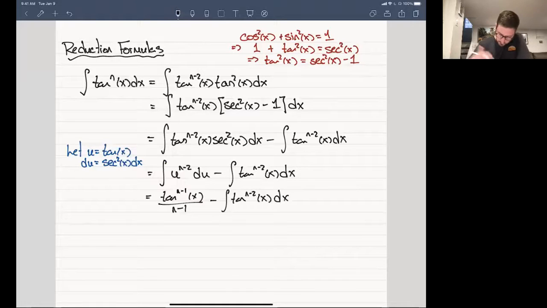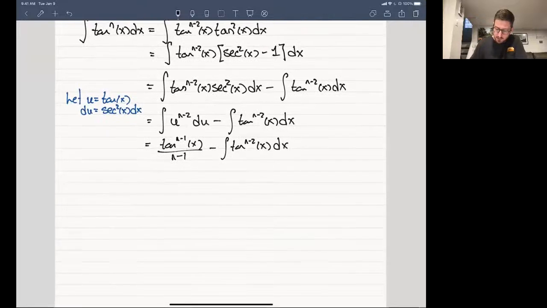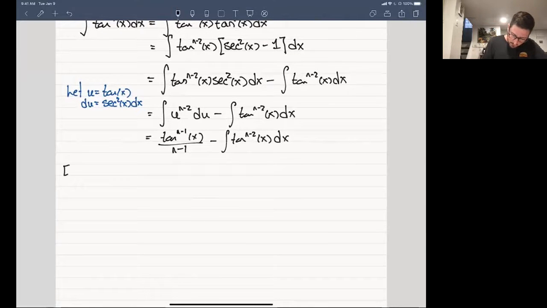Okay. So maybe you're not that impressed. Let me show you it in action. Let's give a specific example. Because technically I didn't solve the integral, right? All I did is I got it to an integral involving a power of tan that's 2 orders lower.